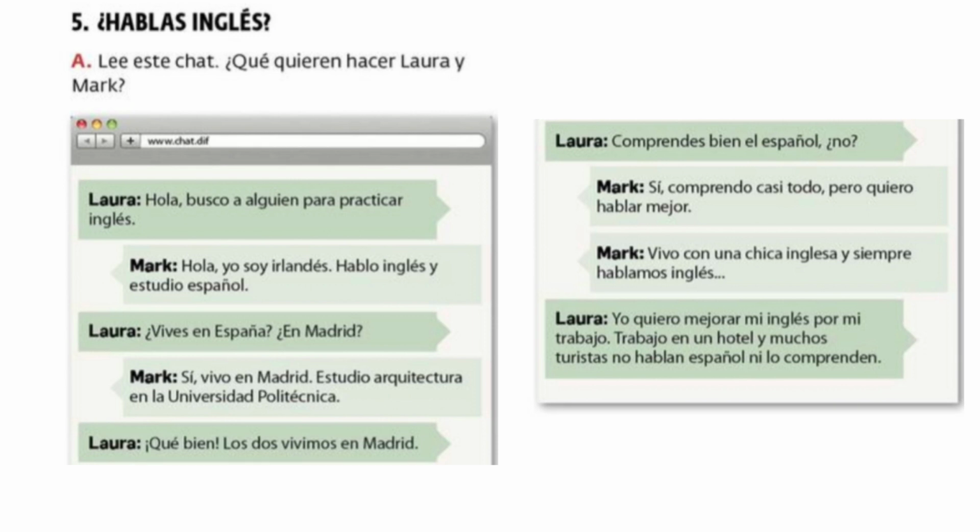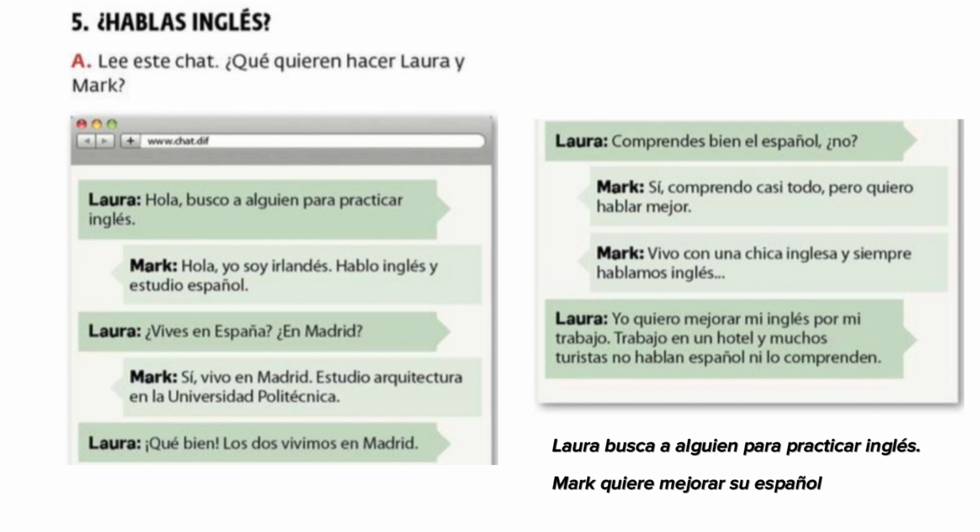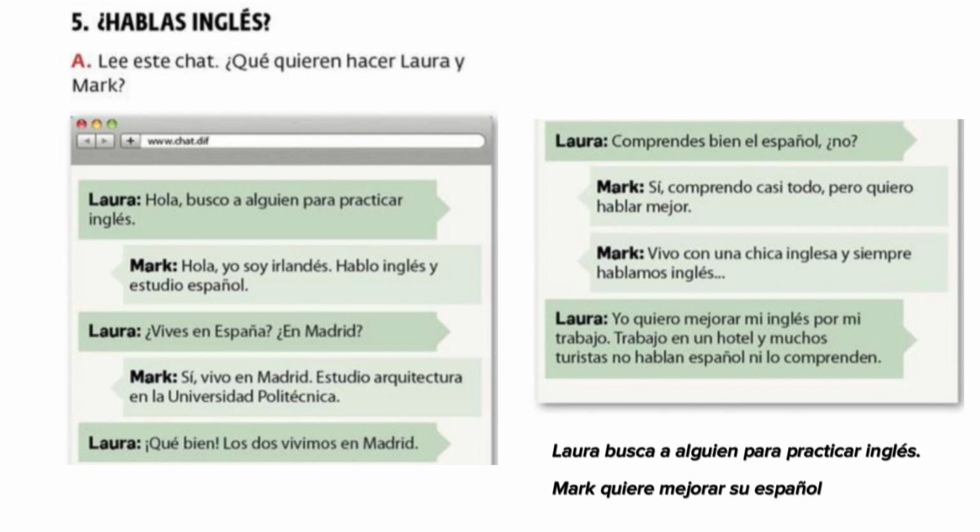Okay. So now you must have actually understood what Laura and Mark want. So basically, Laura wants what? Busca alguien para practicar inglés. To look for someone to practice English. And Mark quiere mejorar su español. That is, he wants to improve his Spanish. Okay. So these are the answers.